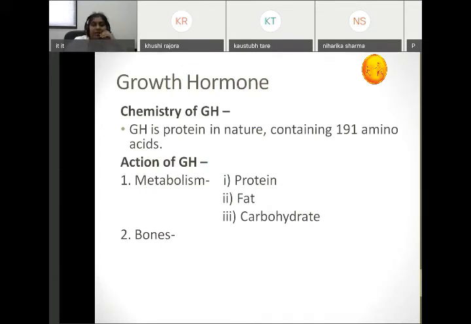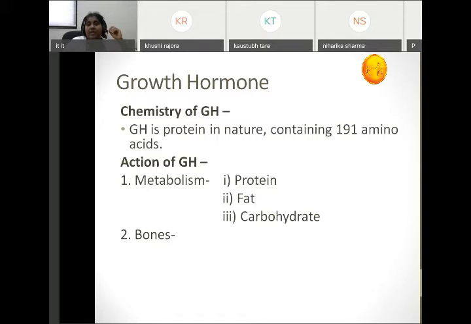Now please write down upon the metabolism of protein. It increases the protein synthesis. It is having an anabolic effect on protein synthesis. How? You know it increases protein synthesis, but how? Write down one by one.